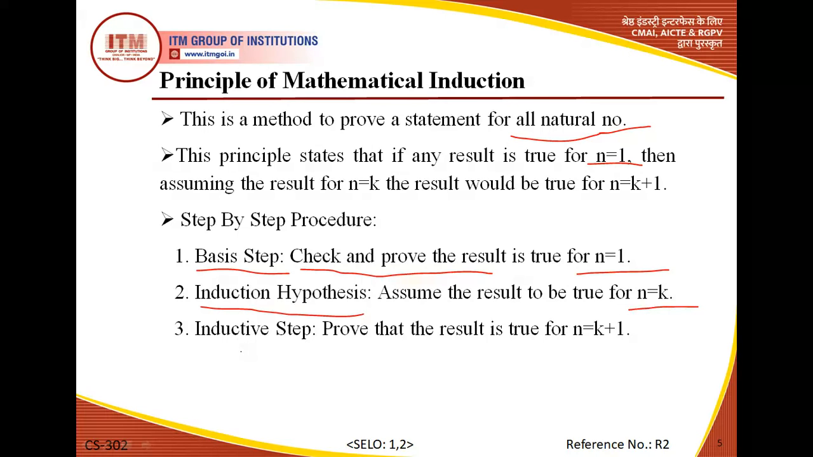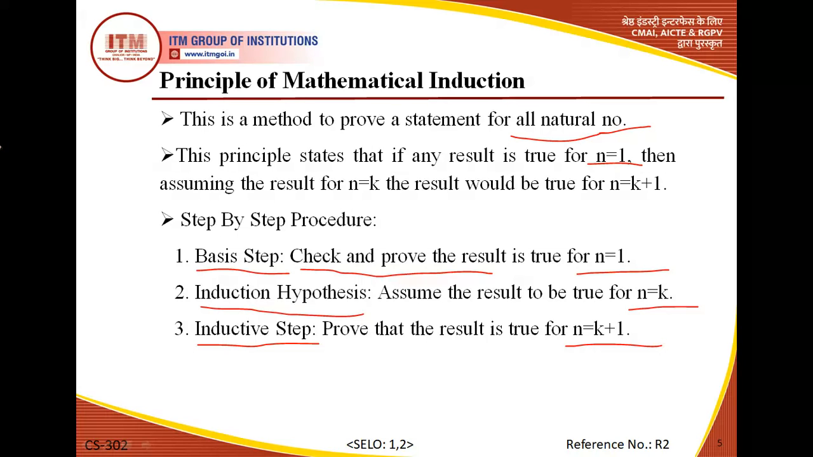Okay. Then we would come to the third step, which is the inductive step. This is the most important step because we have to prove something over here. Okay. What we have to prove? We have to prove the above result for n is equals to k plus 1. We have checked it for n is equals to 1. We have supposed this for n is equals to k. Now we are proving this for n is equals to k plus 1. Okay, and by this the principle of mathematical induction will finish.